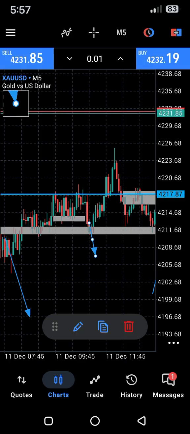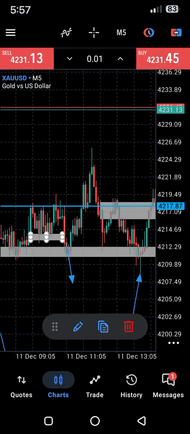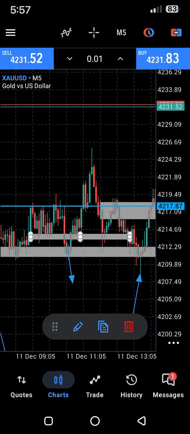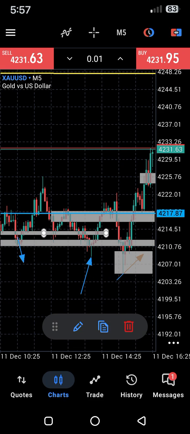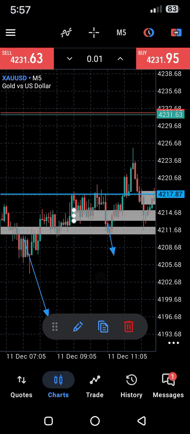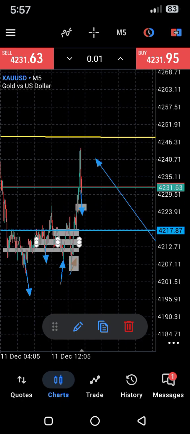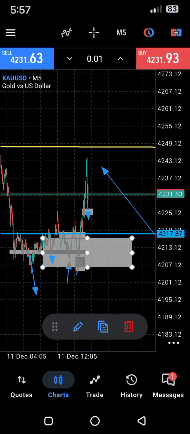Okay, it broke that level of support. So in iCC, all we are waiting for is for price to come underneath and then we sell. Well, price did the same thing, but overall it was some bit of a fake out. We never had any momentum push to the downside. So what does that mean for us?